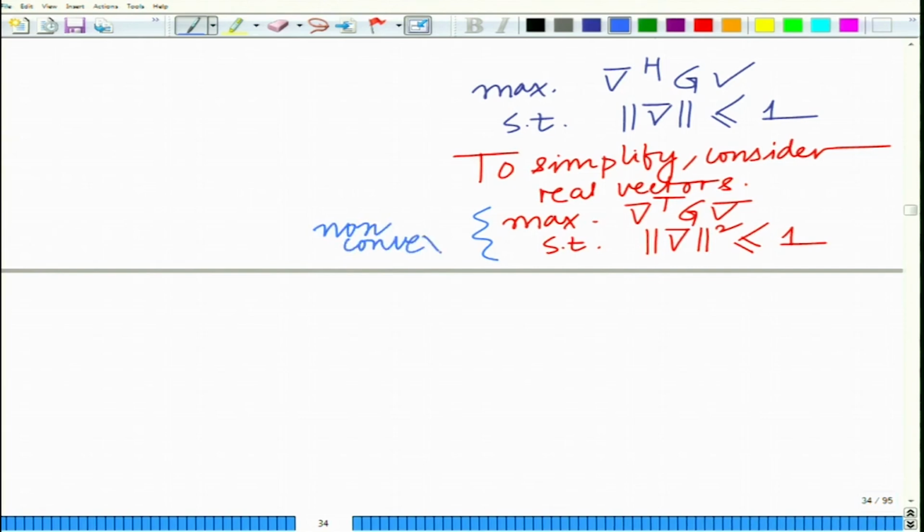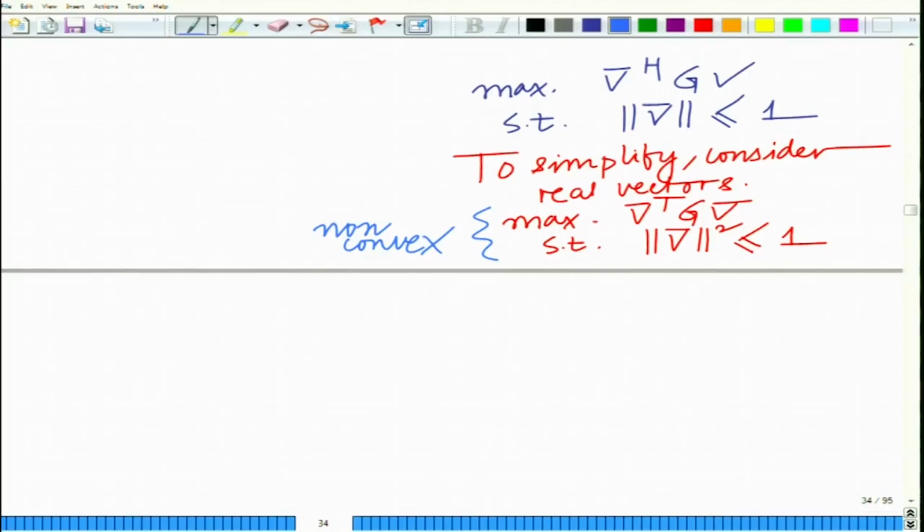This is one of the few and very interesting non-convex problems, because if you look at this, V bar transpose G V bar is a convex function, correct. However, we are maximizing it, we are not minimizing. Remember, a standard form convex optimization problem has a convex objective but you are minimizing it. Here, you have a convex objective and you are maximizing it. So, the problem is a non-convex problem, although the objective is convex, because you are maximizing it.